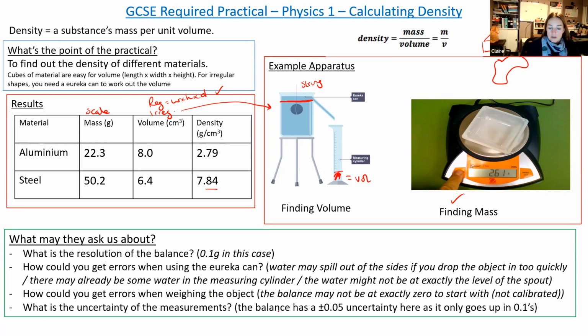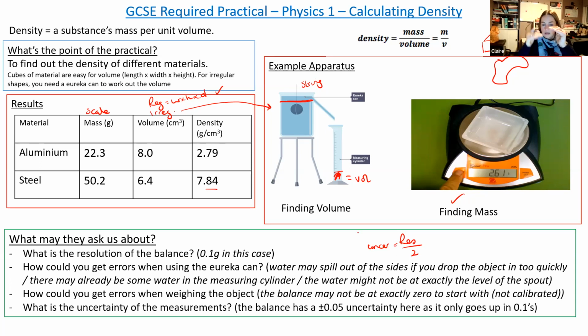What is the uncertainty of the measurements? The balance has a plus or minus 0.05 uncertainty. Here, it only goes up in 0.1, so it was divided by 2. Your uncertainty is your resolution divided by 2. So whatever your uncertainty is, if they ask for that, it's your resolution.